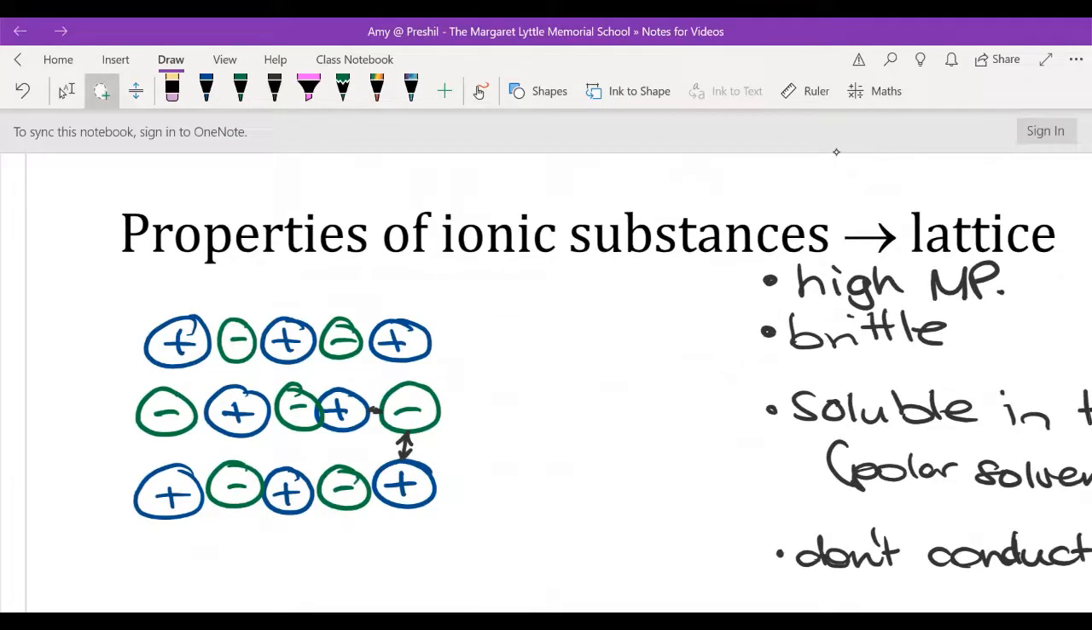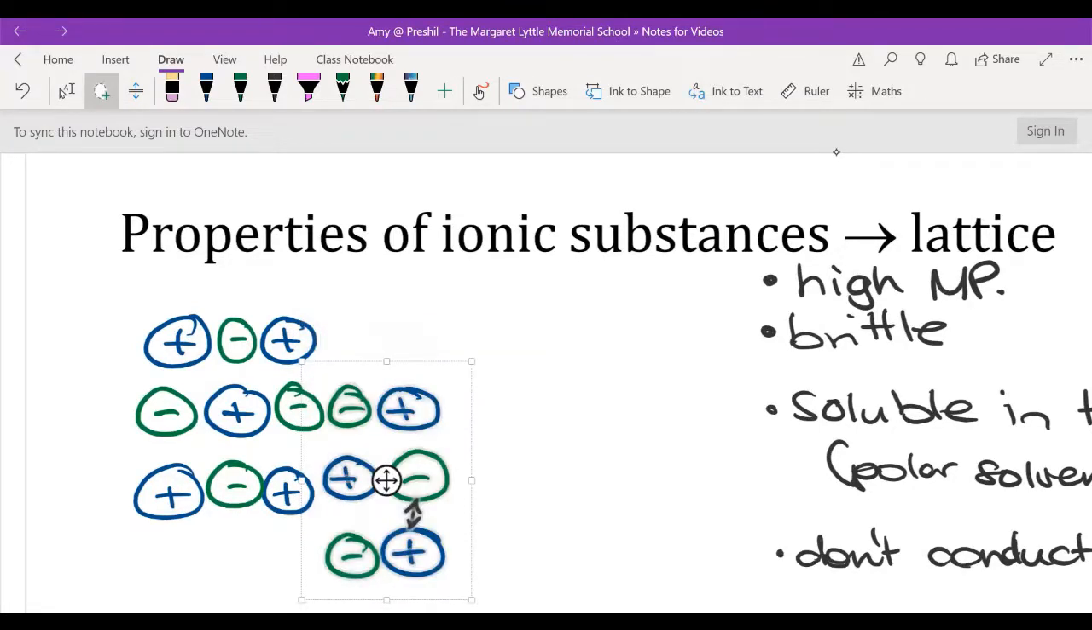This lattice is brittle. So if I have a lump of rock salt and I hit it with a hammer, it shatters apart instead of bending. And the reason for that, if I'm careful, I should be able to do this. If I hit this lattice and displace this row of ions down, what I've now got is a repulsion. I've got repulsions between these ions, which means that my lattice will break apart.